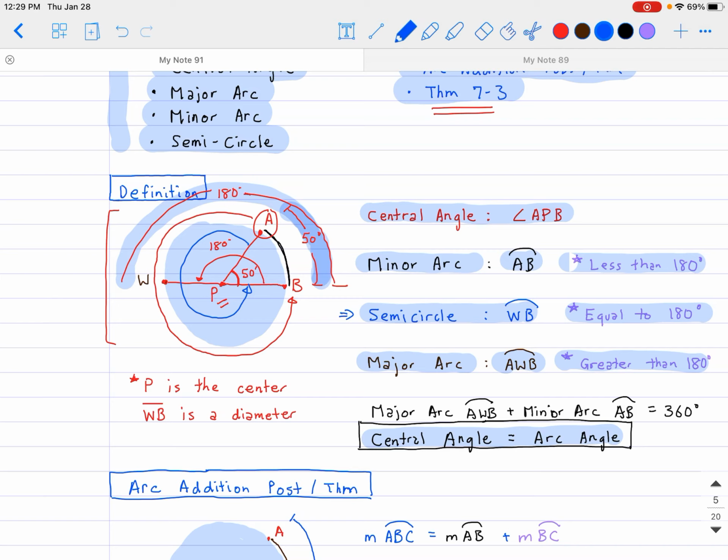All right, so that is basically the idea behind all of these guys right there. Those are the definitions that we're looking at.